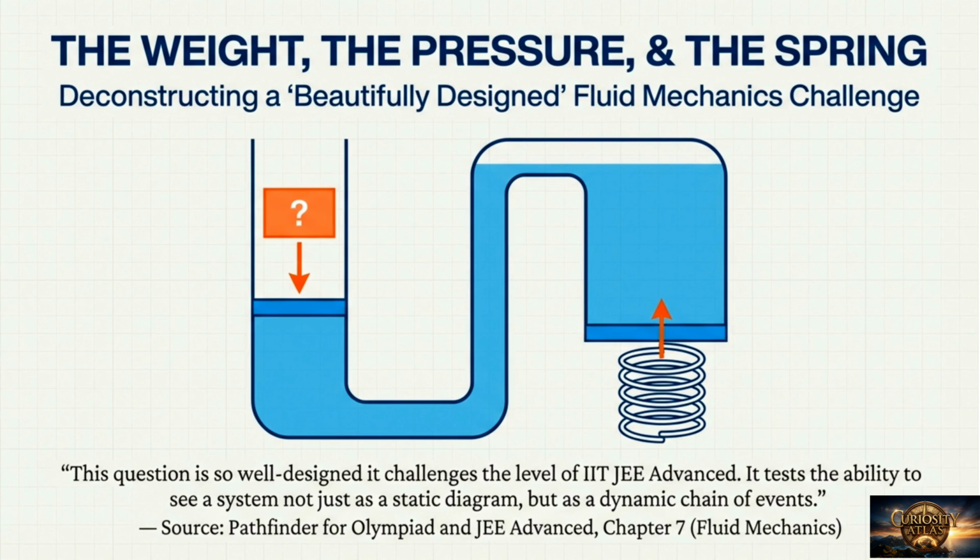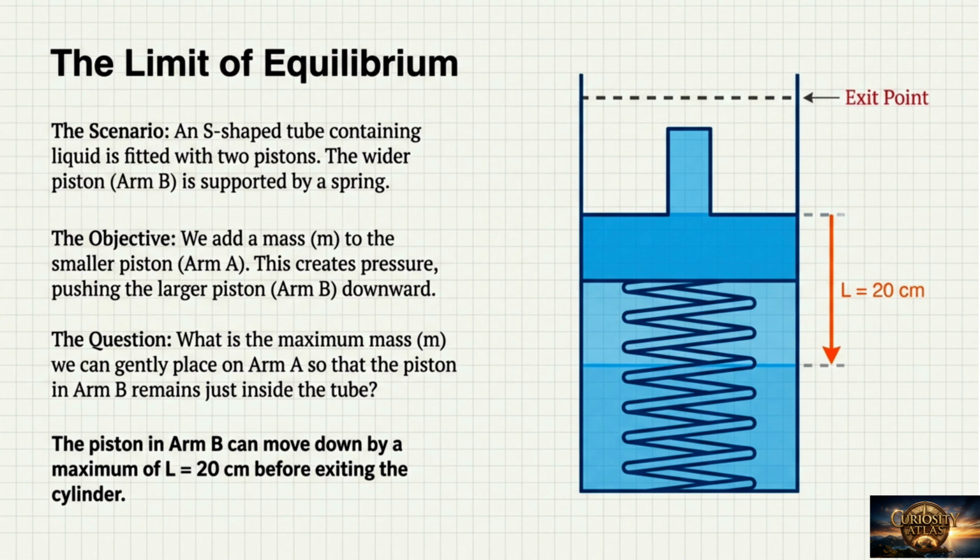This video deconstructs a challenging fluid mechanics question that tests your ability to see a system not just as a static diagram, but as a dynamic chain of events. The scenario is an S-shaped tube with two pistons.